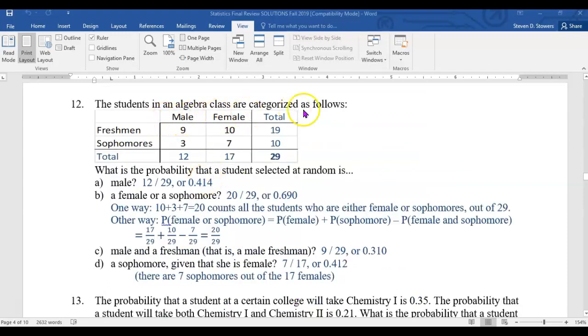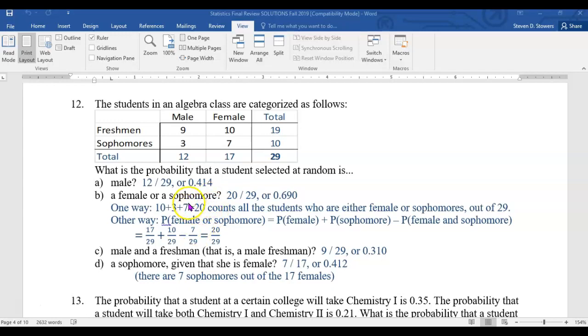The students in an algebra class are categorized as follows. So some of them are male and some are female. Some are freshmen and some are sophomores. And I've done some adding here, and there are 29 students in all. So the probability that a student selected at random is male, you just count how many males out of how many there are in all. So when you pick one of those 29 students, the probability that the one you pick is male would be 12 out of 29. So you can either write that as a fraction, 12/29, or in decimal form, it would be 0.414.